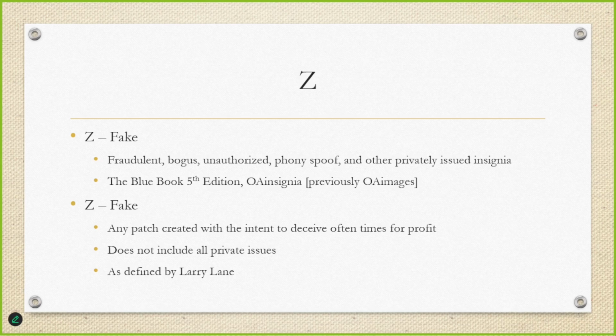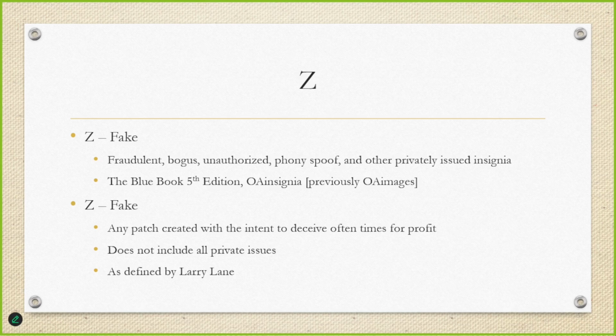Z, I've already touched on this. The 5th edition and the OA insignia definition is the same here. So it just says Z fake. For some reason, they looked at a thesaurus because they said it was fraudulent, bogus, unauthorized, phony. They misspelled phony, by the way. I thought that was interesting. Spoof and other privately issued insignia.